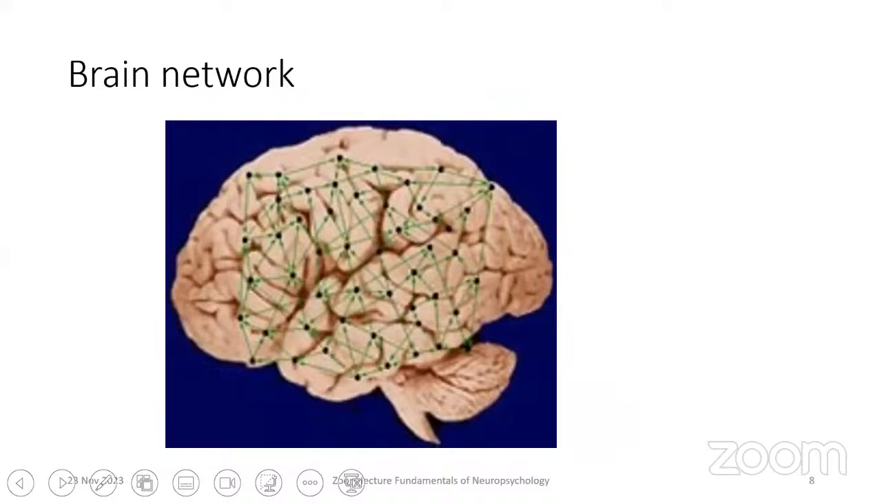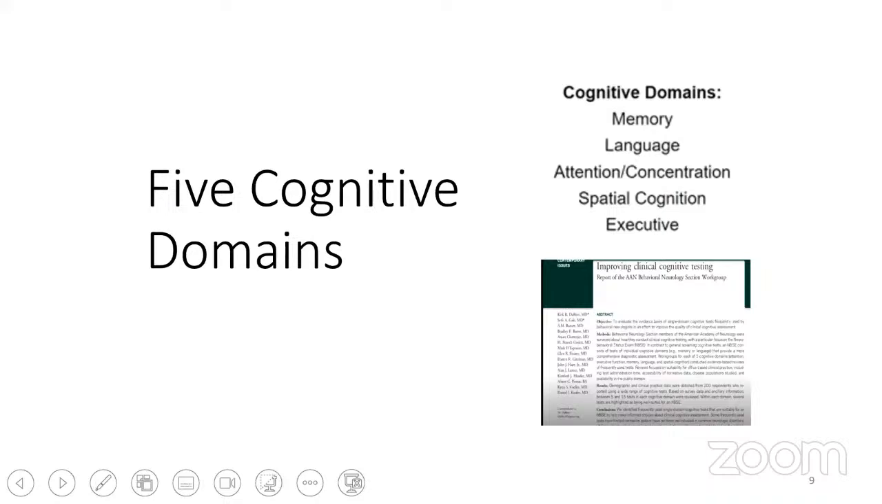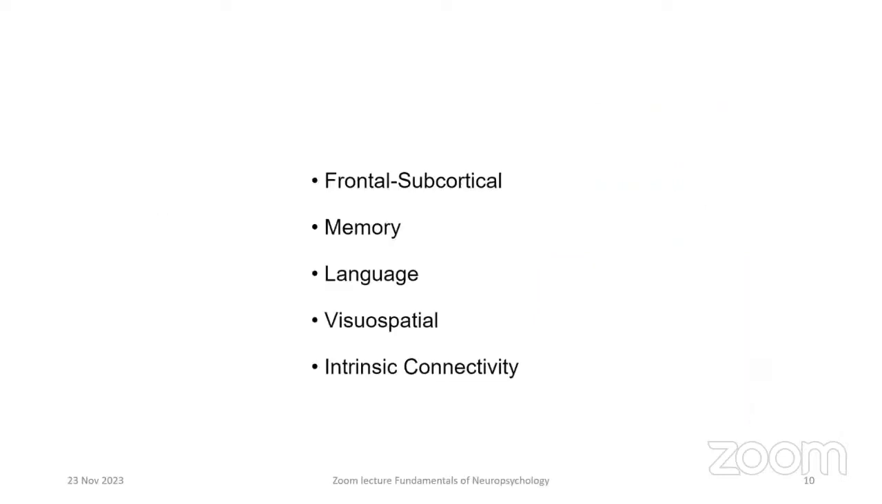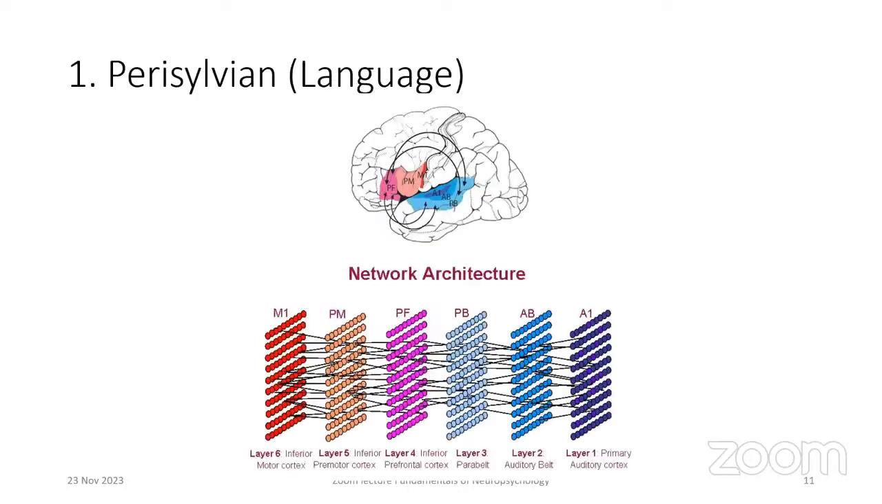The various areas of the brain are connected with networks, brain networks. There are 5 cognitive domains these networks serve: memory, language, attention and concentration, spatial cognition or spatial orientation, and executive control function. These are the most important domains which the neural networks serve, with the fronto-subcortical network and memory, language, and visual-spatial intrinsic connectivity. You can see all of them. This is the perisylvian language network, which connects Wernicke's area with Broca's area. You can see this is the important network which is subserving the language function.